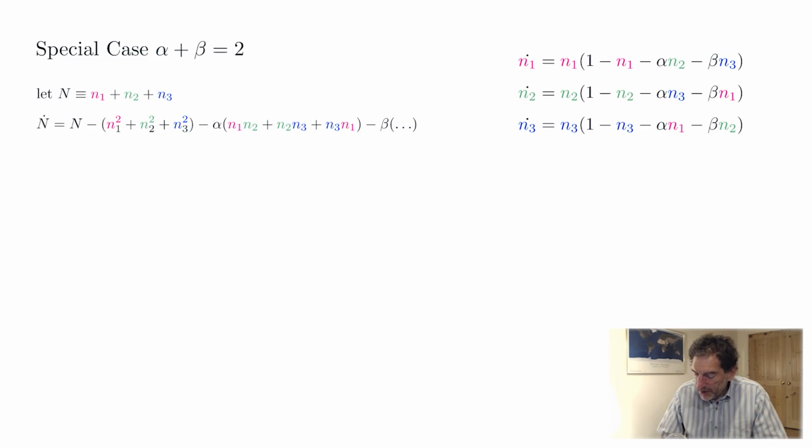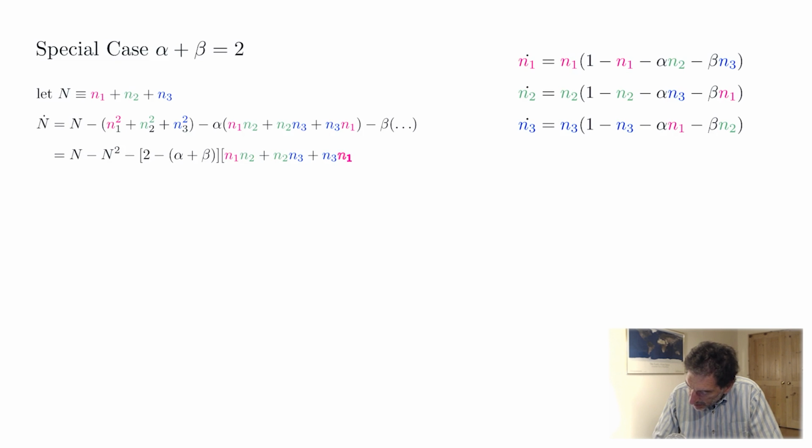And now to simplify things, notice that the first quadratic term almost looks like n1 plus n2 plus n3 squared if we include all the cross terms. So if we put in the cross terms, we'll get N minus N squared. And then we have to add back the cross terms that have been subtracted out by incorporating this into the perfect square. And with a little bit of algebra, you'll see right away that what's left over is 2 minus alpha plus beta times this quadratic form n1 n2 plus n2 n3 plus n3 n1.